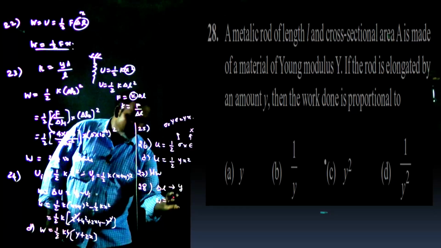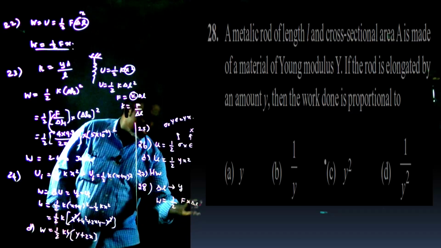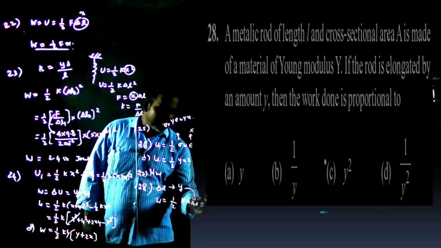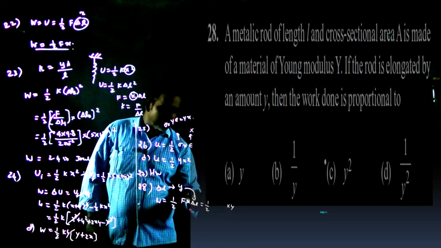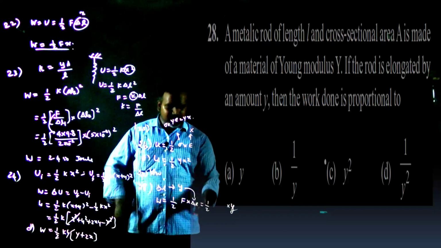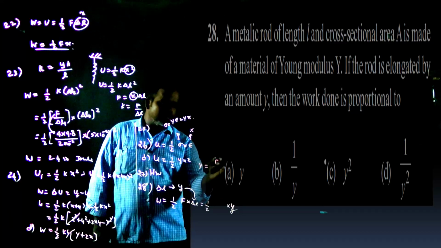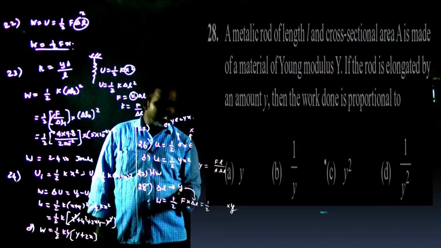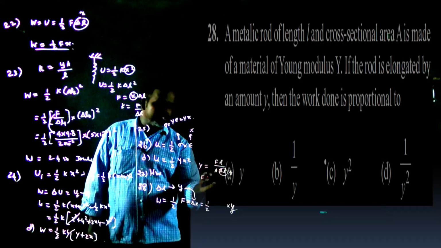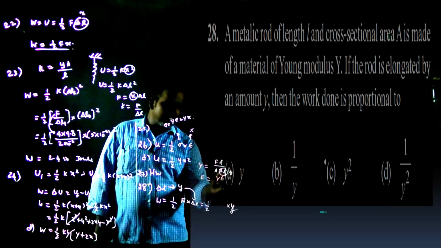Generally, work done is equal to 1 by 2 into force into delta L. But instead of delta L, they have given small y, so we can write 1 by 2 into force into small y. Now we must replace this F. We see the Young's modulus equation, Y is equal to FL divided by A into delta L. Here delta L is small y. Therefore, I can write that F is equal to YA delta L over L. In this question, delta L is given to be small y. Therefore, I can write YA small y.